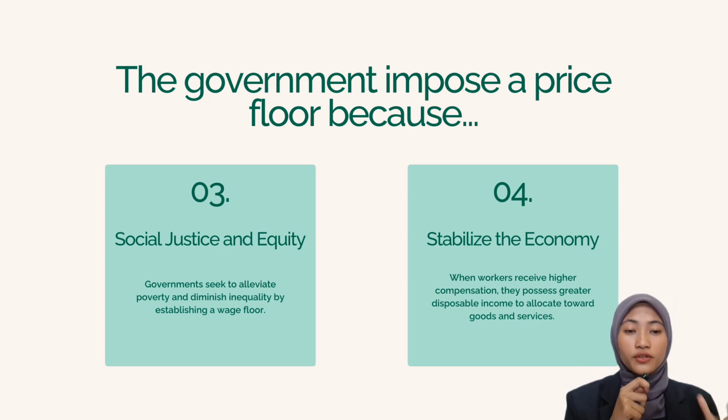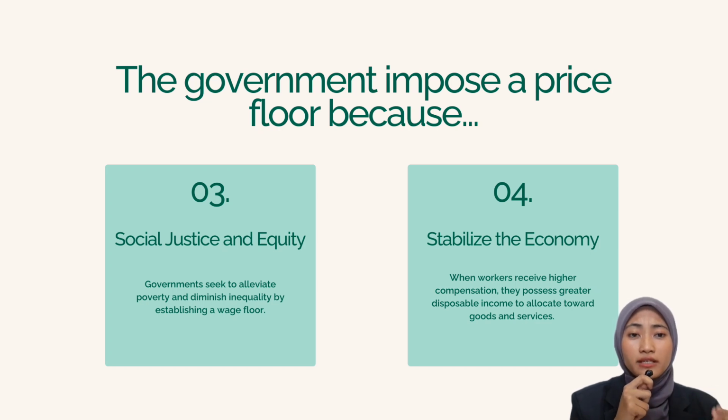So the third reason is to foster social justice and promote equity. A government seeks to alleviate poverty and diminish inequality by establishing a wage floor. Minimum wage can guarantee that employees, especially those engaged in low wage positions, obtain a just remuneration to satisfy their fundamental needs. This in turn can result in enhanced living standards and lower poverty rates.